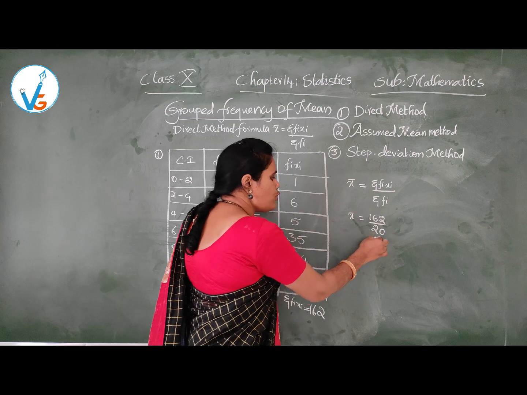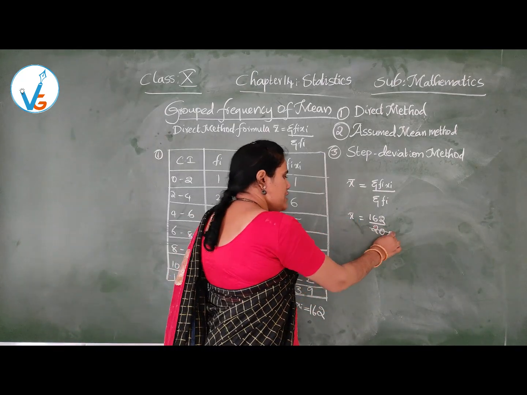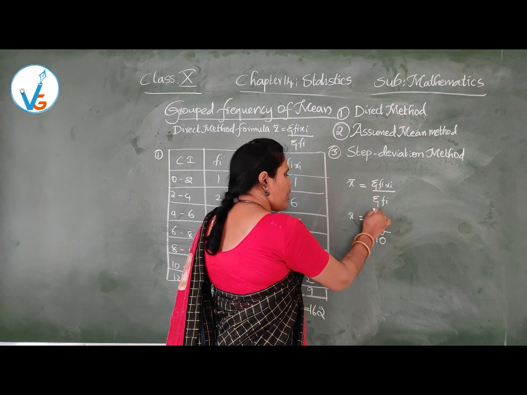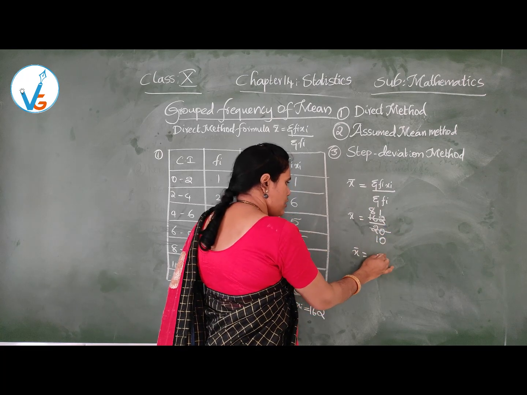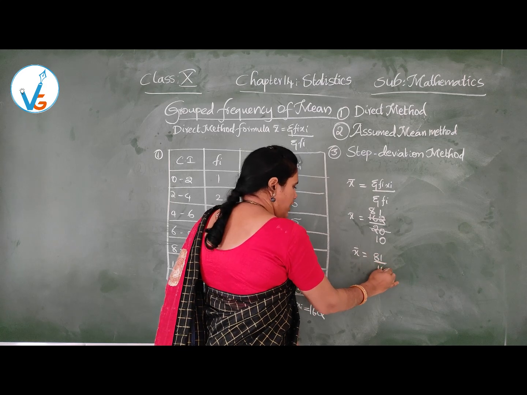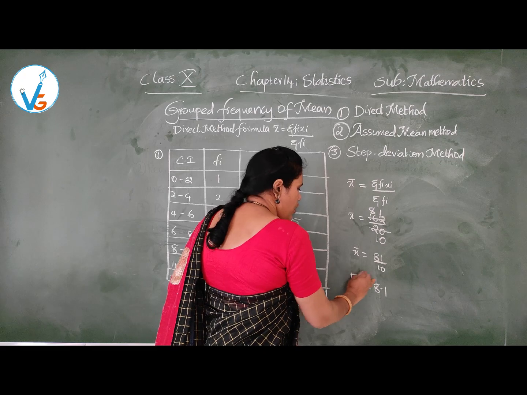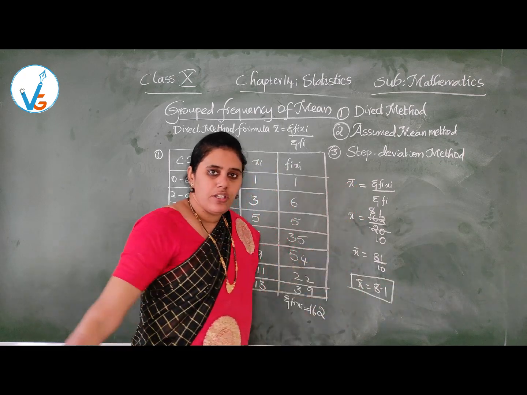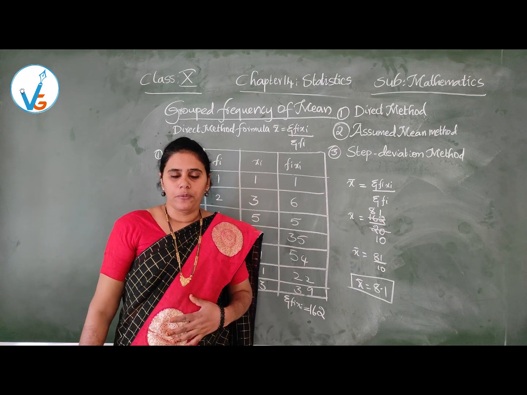So here these two numbers can be cancelled by the 2 table. So 2 tens are 20 and 2 8s are 16. 2 ones are 2. You will get x bar is equal to 81 by 10. X bar is equal to, you will get your answer as 8.1. I hope you have understood this problem. Okay, in the next continuation I will explain to you.